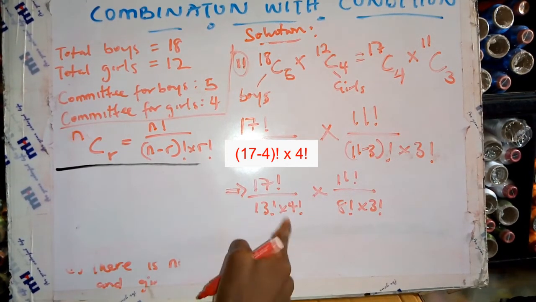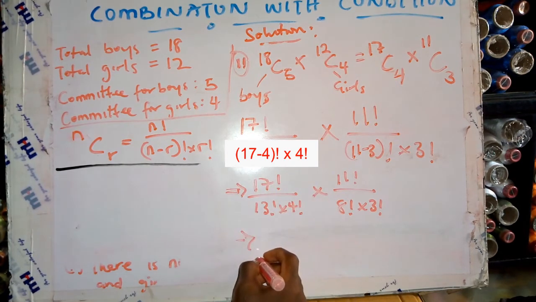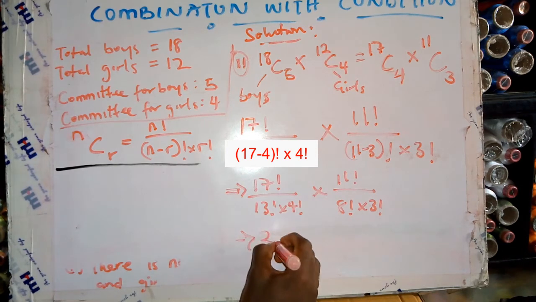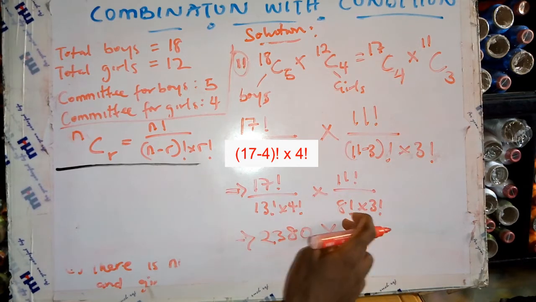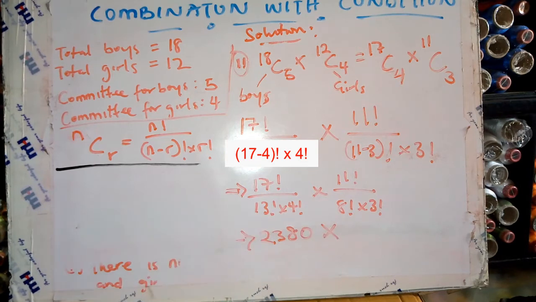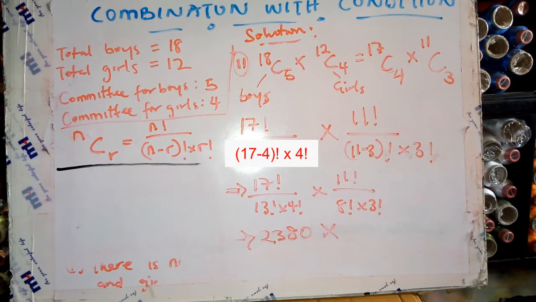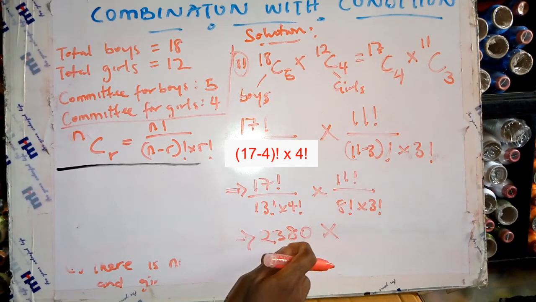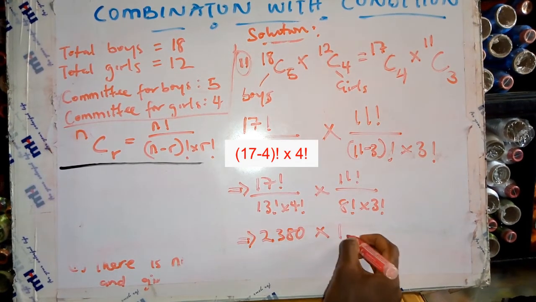By the time you work out the value of 17 factorial over 13 factorial times 4 factorial, that will give us 2380. Then times 11 factorial divided by 8 factorial times 3 factorial. I know there's still one more step to go. I'm only skipping it because of space, and I believe by now you should know how to simplify this. If you are still not clear, go back to the previous part, where we did an example on how to simplify questions like this. So 2380 times 165.